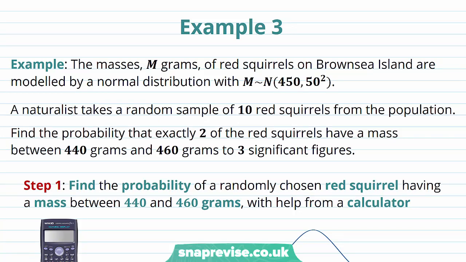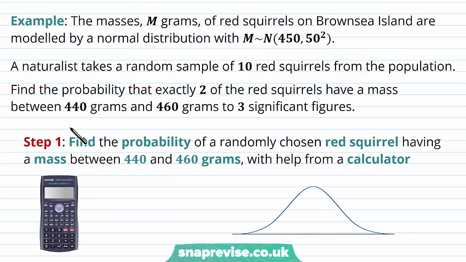Our third example tells us that the masses m grams of red squirrels on Brownsea Island are modelled by a normal distribution, with mean 450 and variance 50 squared. A naturalist takes a random sample of 10 red squirrels from the population. Find the probability that exactly 2 of the red squirrels have a mass between 440 grams and 460 grams, to 3 significant figures.